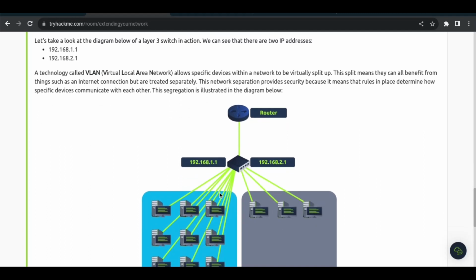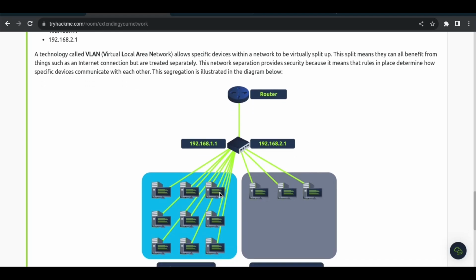A technology called VLAN, Virtual Local Area Network, allows specific devices within a network to be virtually split up. This split means they can all benefit from things such as internet connection but are treated separately. This network separation provides security because it means that rules are in place to determine how specific devices communicate with each other. This segregation is illustrated in the diagram below.